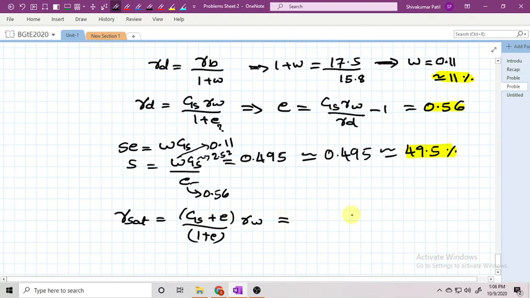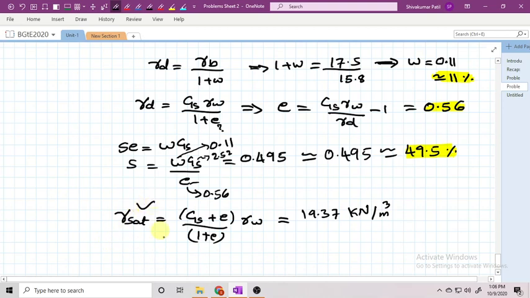Okay, so you will get the saturated density around 19.37. Everything you know, all the parameters you know. Simply you have to substitute and get the answer from your calculator. So you feed all these parameters, how much gamma sat will you get? 19.37 kilonewton per meter cube.